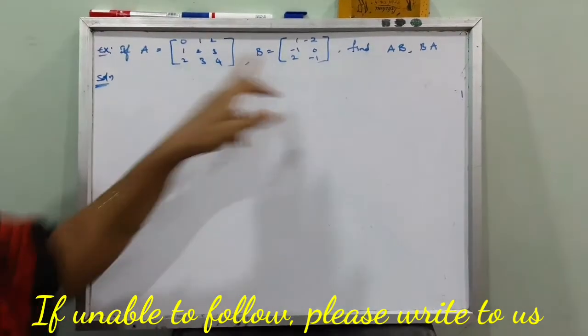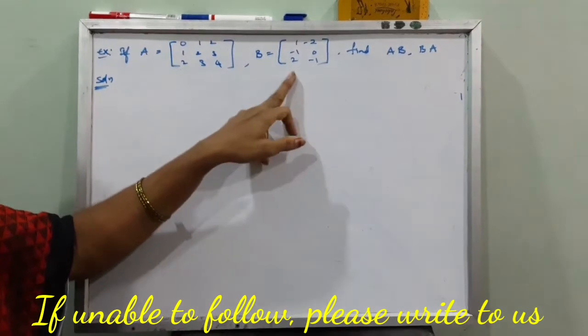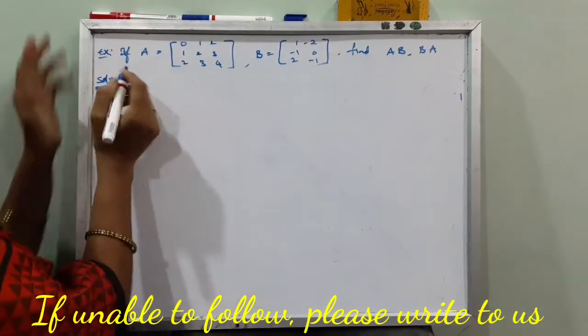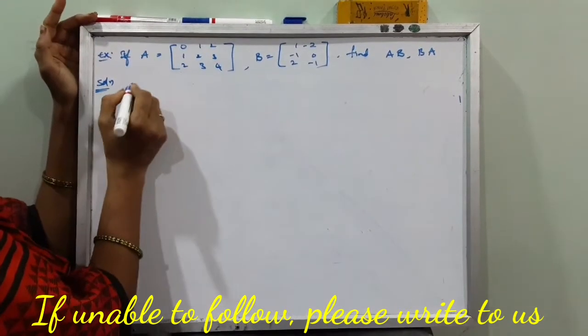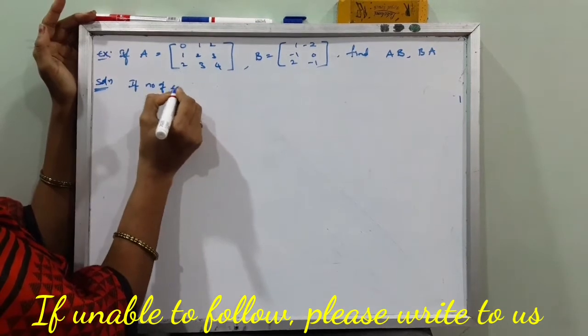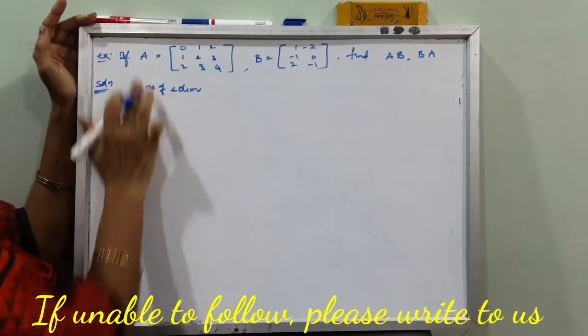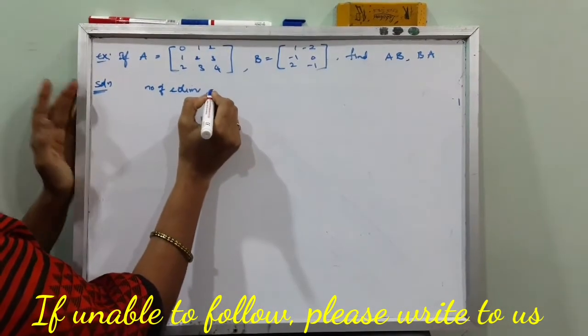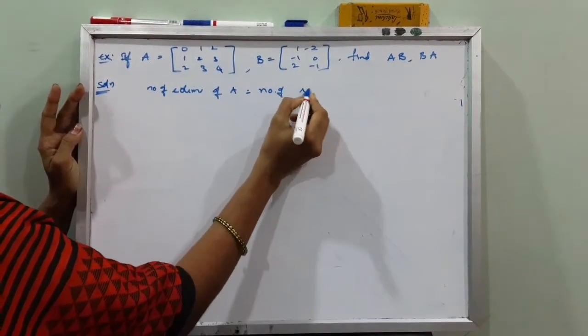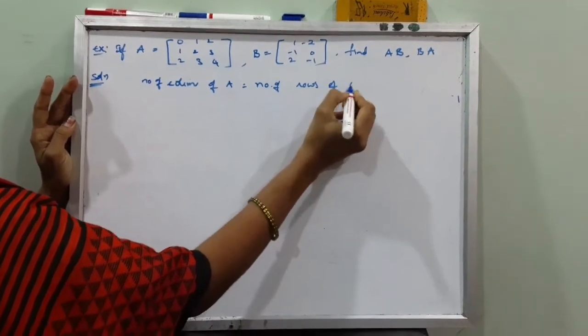Solution: the matrices are given here. B is not a square matrix. You have to find AB and BA. What is the condition for multiplication of two matrices? The number of columns of A is equal to the number of rows in B.